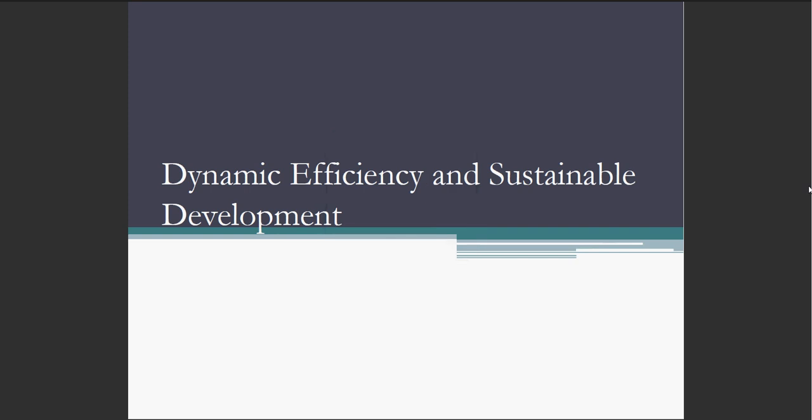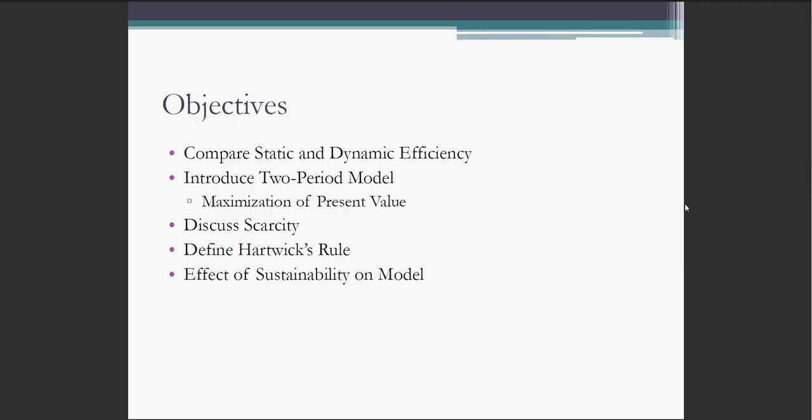In this video, we will discuss dynamic efficiency and the proper allocation of depleting resources and how that pertains to sustainable development. We will introduce the two-period model, and by doing so compare static and dynamic efficiency allocations. We will briefly discuss scarcity, Hartwig's rule, and the effects of sustainability on our model.